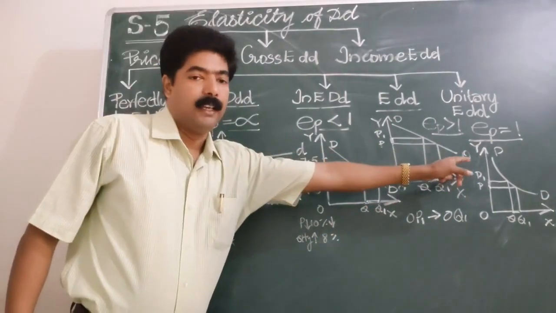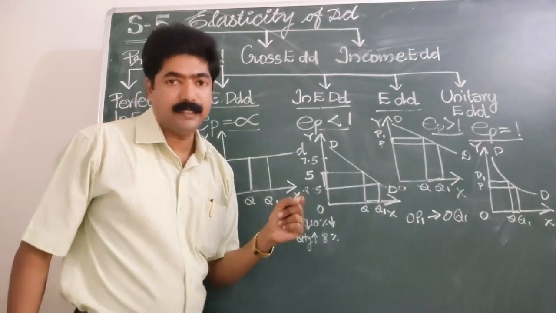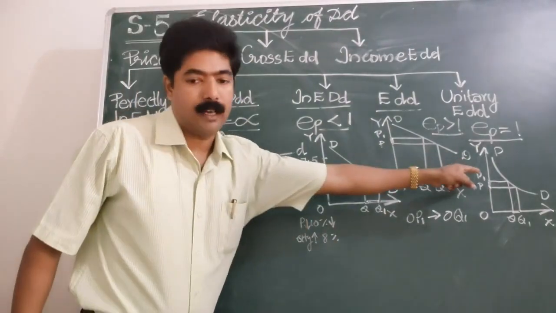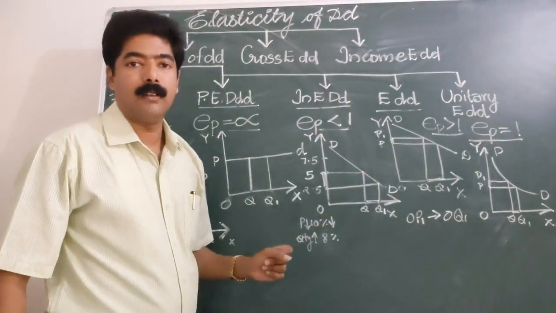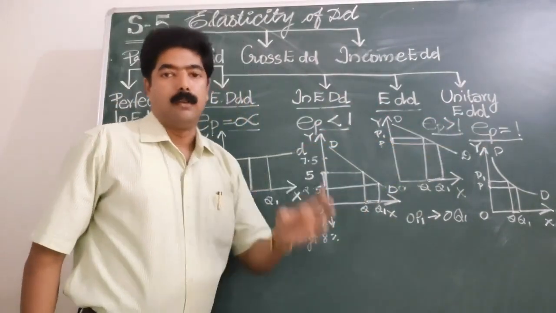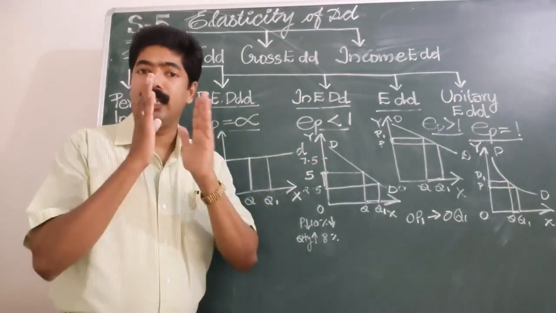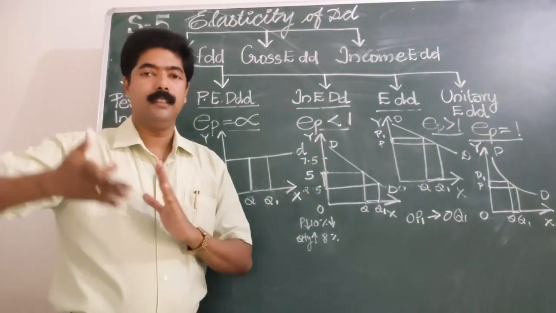So we can say the shape of the unitary elastic demand curve is a rectangular hyperbola. The value is equal to 1. What does it mean? The percentage change in quantity demanded is equal to the percentage change in price.